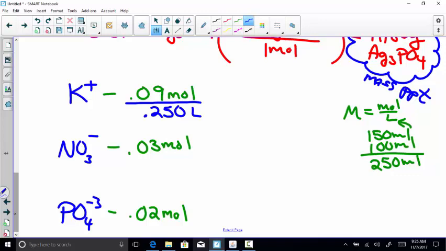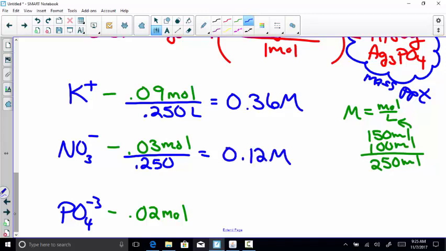And if I do that for my potassium, that comes out to be 0.36 molar. If I do this for my nitrate, that comes out to be 0.12 molar. And if I do this for my phosphate, that comes out to be 0.08 molar. So we have now found the concentration of all the ions.